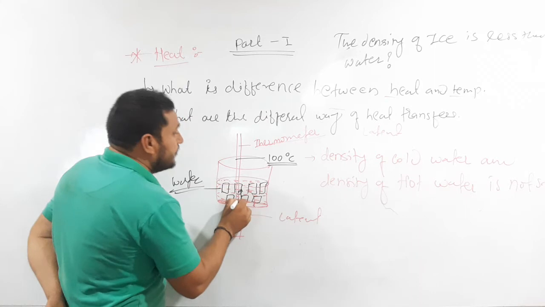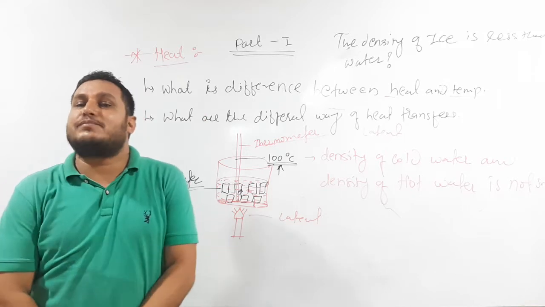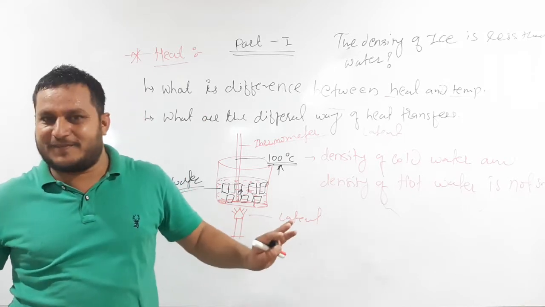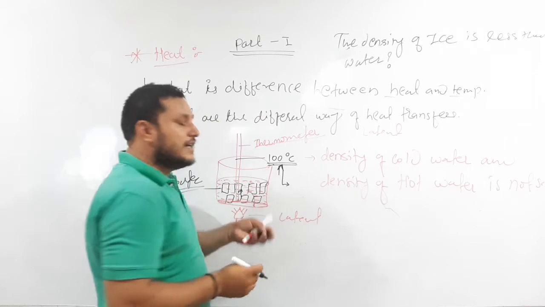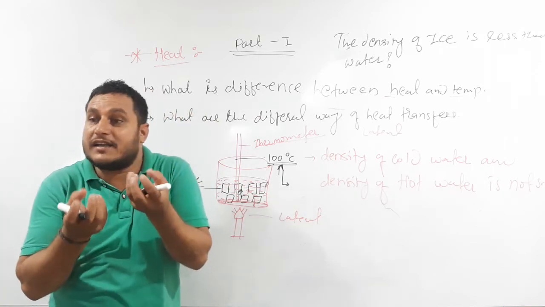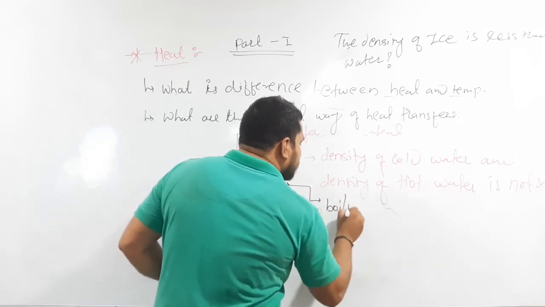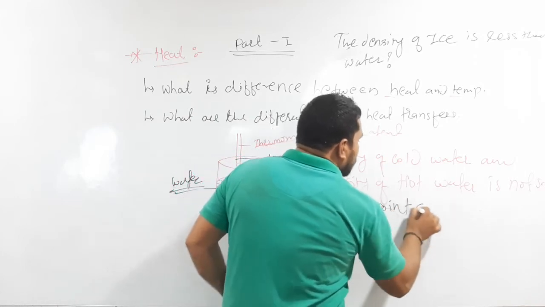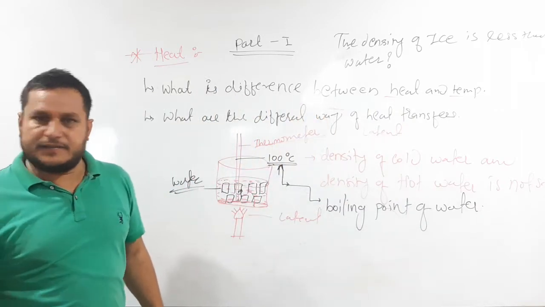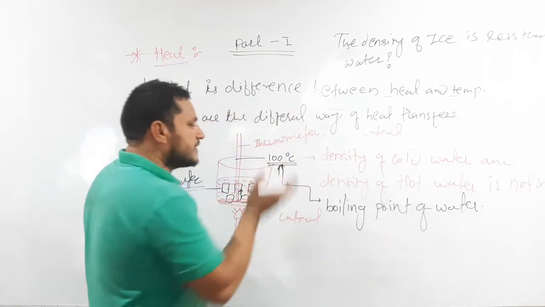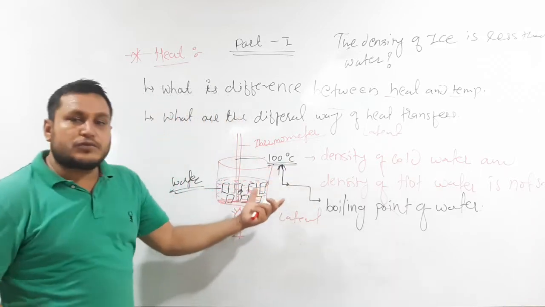When the temperature of that mixture reaches 100 degrees Celsius, it means what? It's time to change the state of matter. Change of state of matter means that after reaching 100 degrees Celsius, water starts to boil. This point is also called, yes, we have already discussed, what? The boiling point of water. Clear? Okay. So whenever steam starts to emit from the surface of the water, it means the time has come to change state.